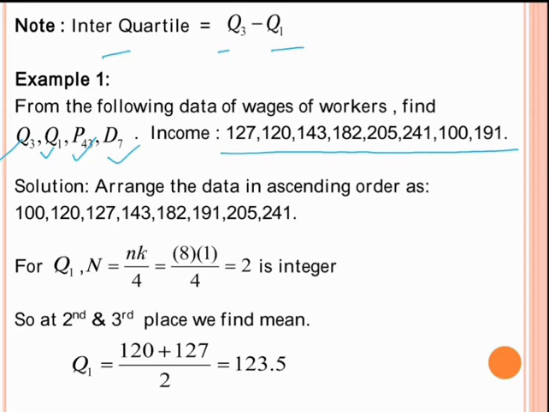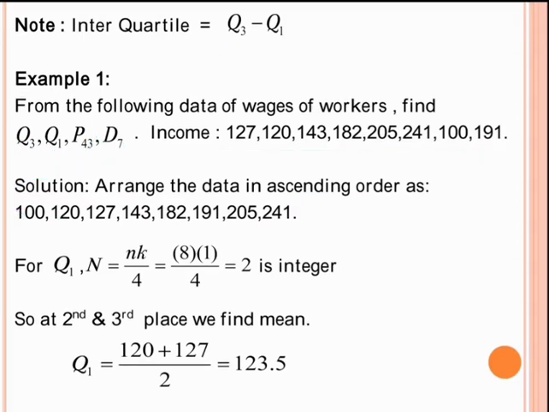Now what will be our first step? Our first step will be to arrange the data in ascending order, in increasing order. So I have arranged this data here in increasing order, right?